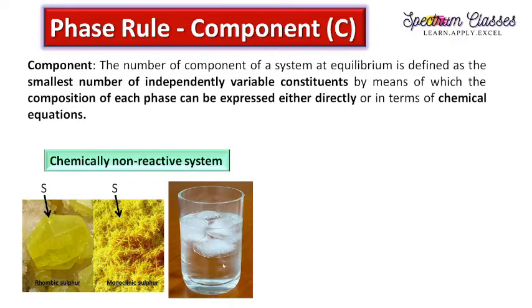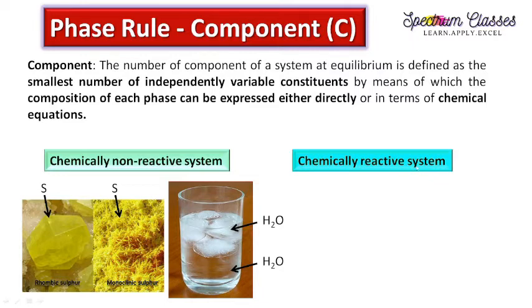One more example: we have water and here we have ice cubes. This is water as liquid and this is water as solid. These two are chemically non-reactive systems, because the composition of both phases, solid and liquid, is represented by H2O, which I discussed in my previous video. And in this case, the composition of both the solid phases is described by the element sulfur. So these two systems are called non-reactive systems. And in my next slide, we are also going to discuss some more examples.